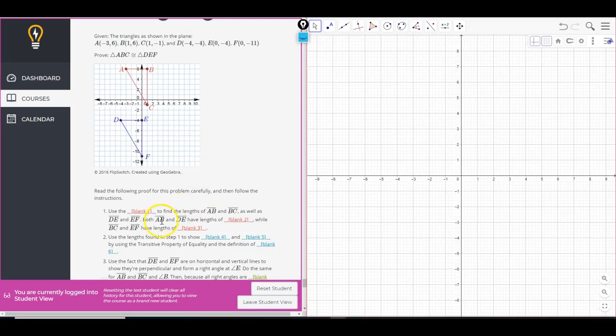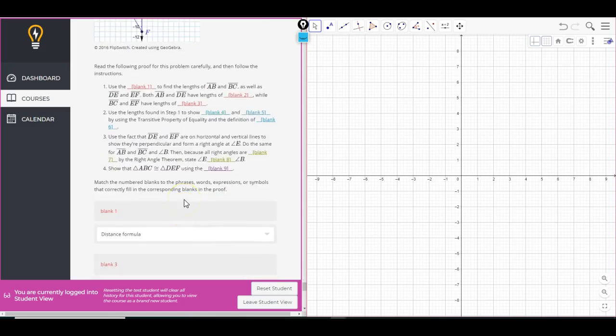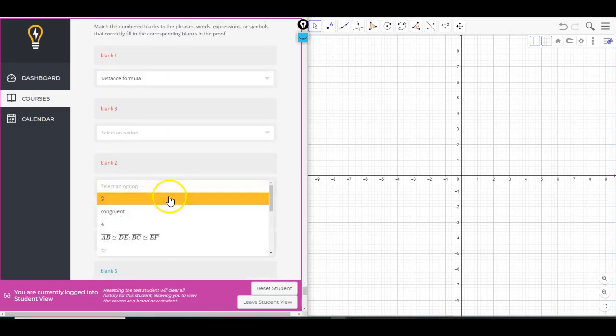First, I would say, okay, AB and DE. Well, AB and DE are both horizontal lines. That means I can count this. So AB is 1, 2, 3, 4. It's 4 lengths long. DE is also 1, 2, 3, 4. So blank 2 is 4.